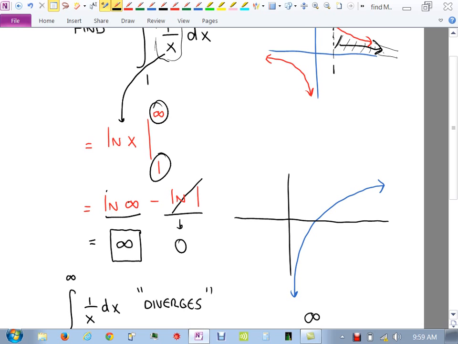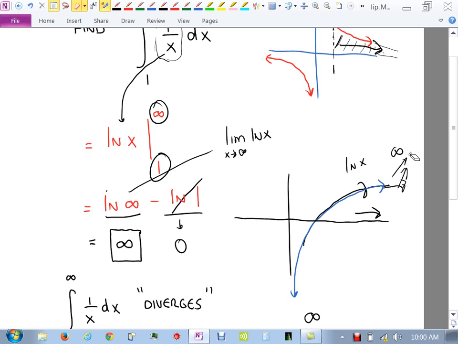Natural log of infinity really means what's the limit as x goes to infinity of natural log of x. And so I drew the natural log function over here to show you that as you go to infinity, that means as you start moving to the right forever, this function starts to grow. I mean, it's growing, it's slow, but it is going up. So it is approaching infinity.